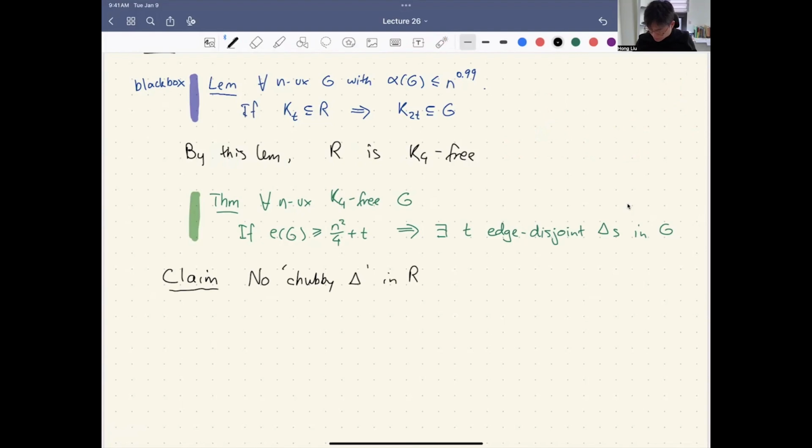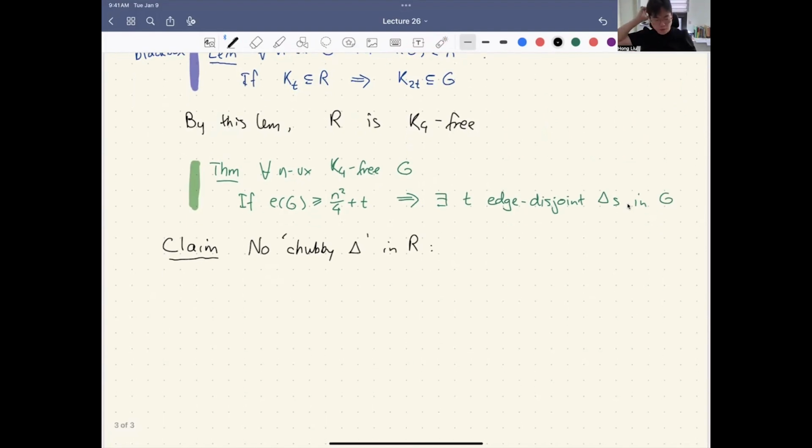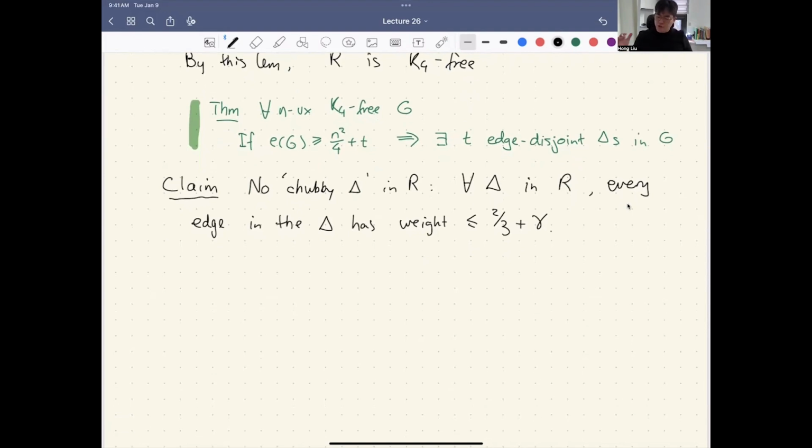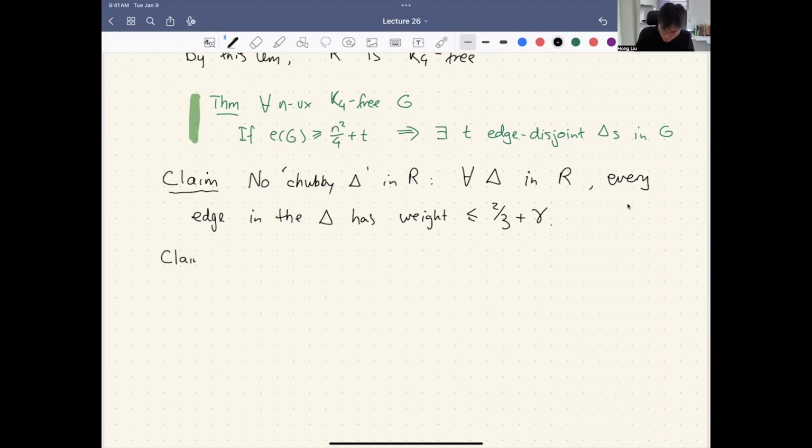So what does it mean in R? What it means is, for every triangle in the reduced graph R, every edge in the triangle has weight, which, remember, corresponds to density between the pairs, at most 2/3 plus some small constant gamma. So it cannot be larger than 2/3. Let's first finish the proof, assuming this, and then we come back to proving this claim. So the claim implies the theorem.